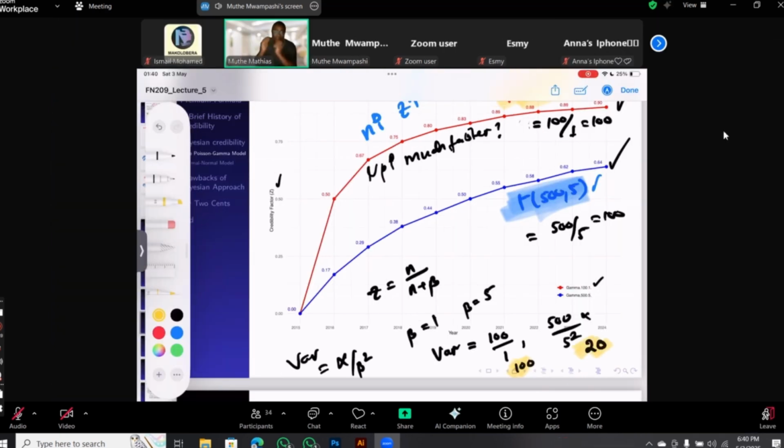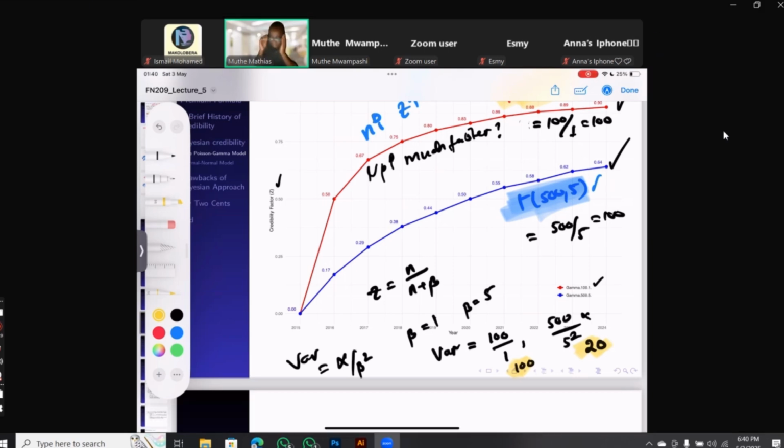Yeah. So now we can see here, variance is very important. This is the variance of the prior distribution. So the more variability in the prior distribution, the less weight we can place in that data.